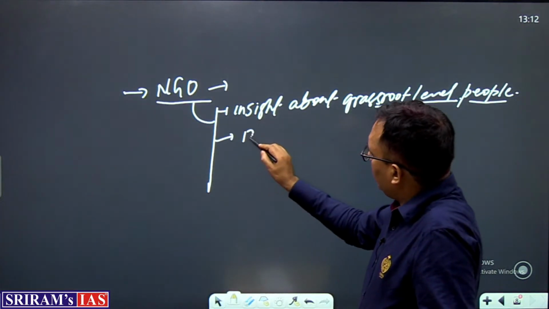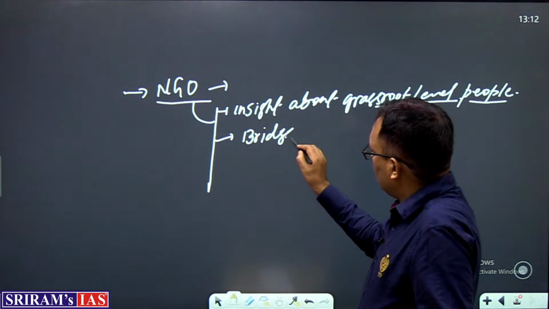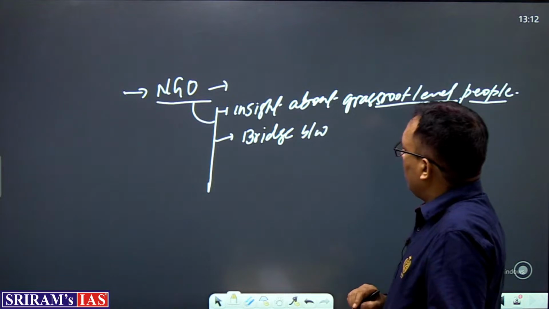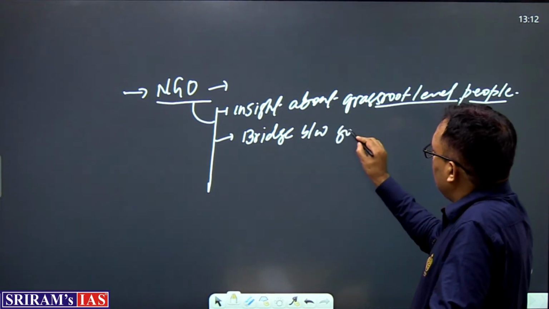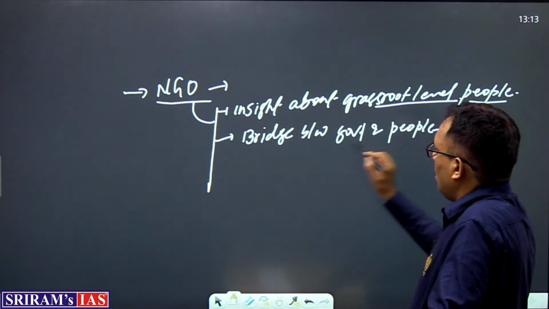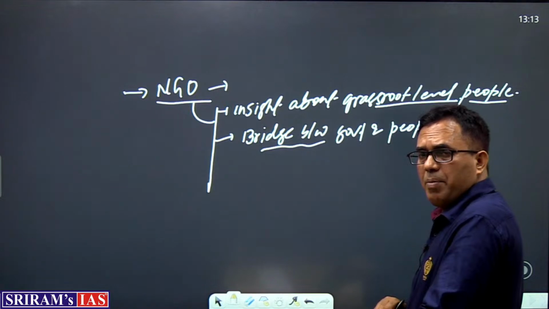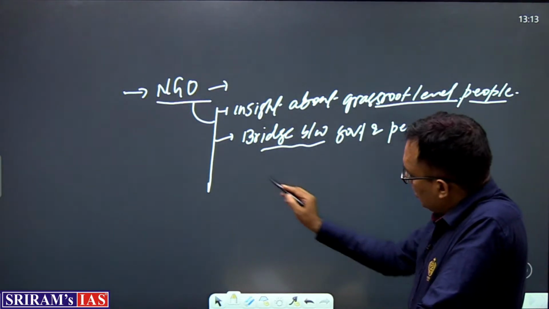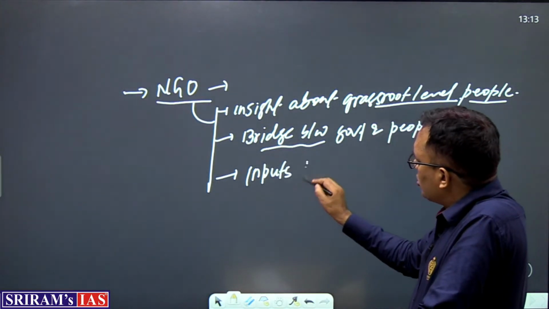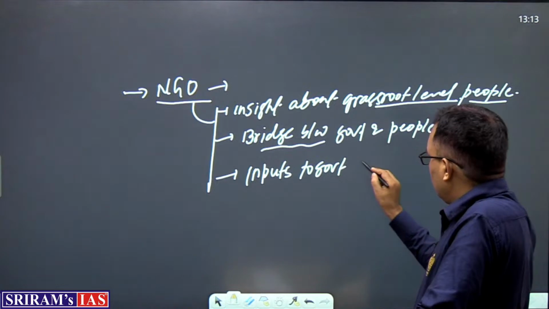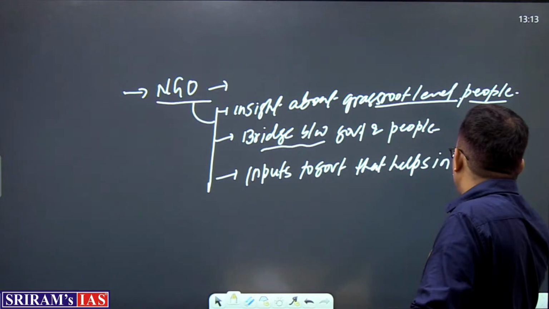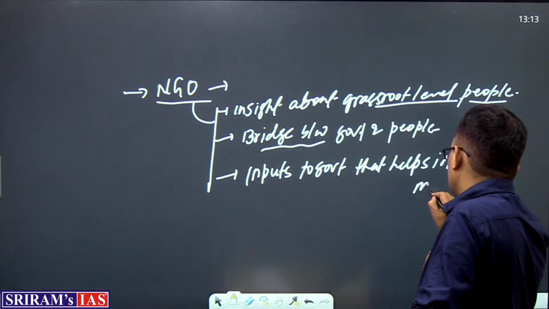Second most important thing, NGO act as a bridge between government and people. Act as a bridge between government and people. Third, we can say sometimes NGO also provides inputs to government that helps in policy making.